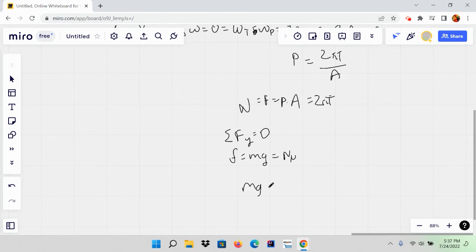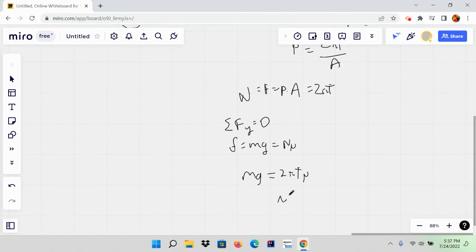And so setting the total vertical force equal to 0, we have mg is equal to N mu, or mg is equal to, if we plug in N, 2 pi T mu. Solving for mu, we get mu is equal to mg over 2 pi T, which is the answer. Answer choice A.